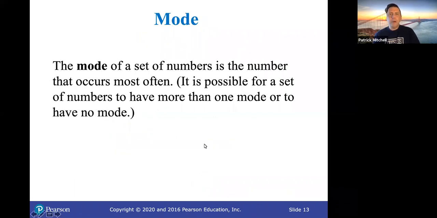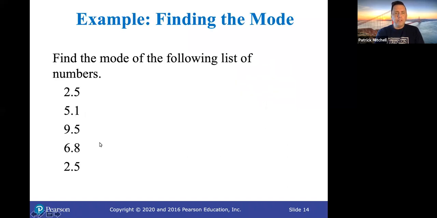All right, finally, the mode. The mode of a set of numbers is just the number that occurs most often. This measure is probably the one that I use the least often. If you ever take me for statistics, I'll explain in a little bit more detail when I actually use the mode. All right. It is the number that occurs most often. Note that it is possible for a set of numbers to have more than one mode or to have no mode. Okay. So here is, I believe, the same set of numbers that was our first median example.